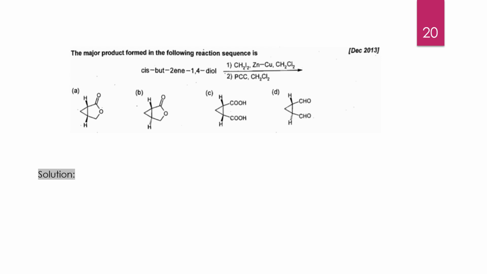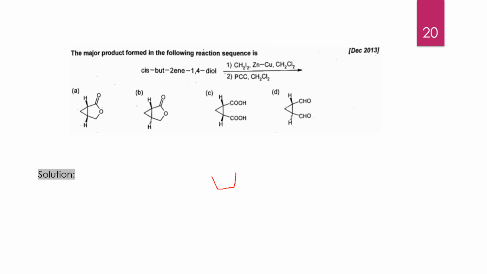So what is cis butene? I will show. So cis butene, there are four carbons. So I am writing like this: one, two, three, four. Cis. So that's why I kept it. So this is cis. So that's why I kept the two position like this.